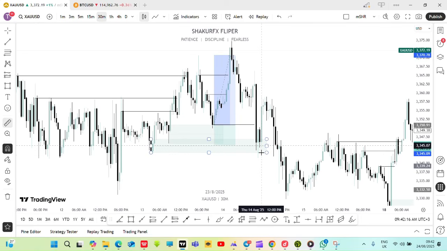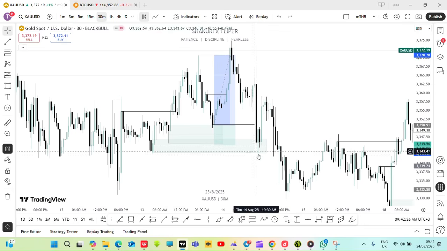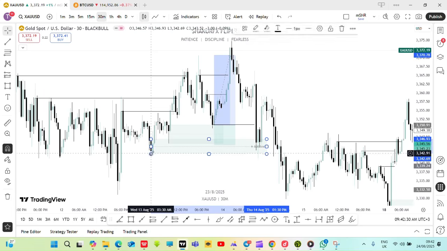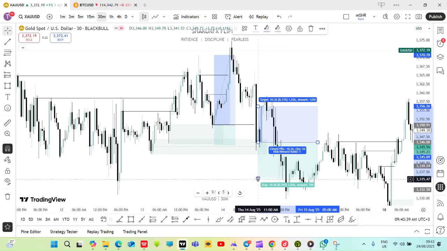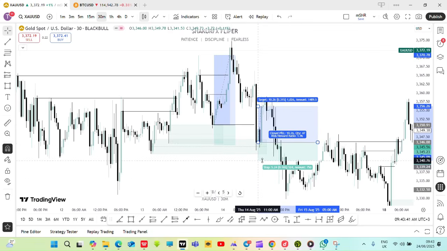So price wicked through a zone. That's why sometimes you can take a wick through by 14 pips. Sometimes that's why you can consider that nobody closes below your zone. So when you could take it, this was our trade right here.